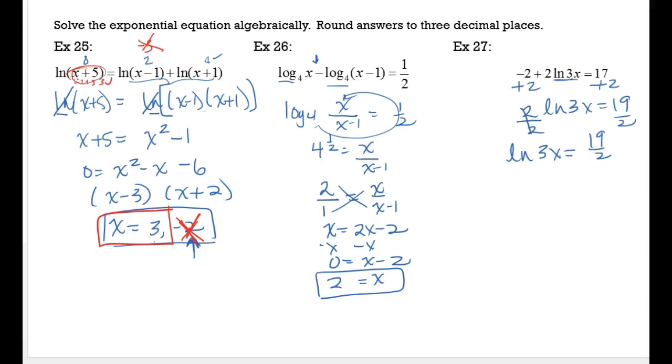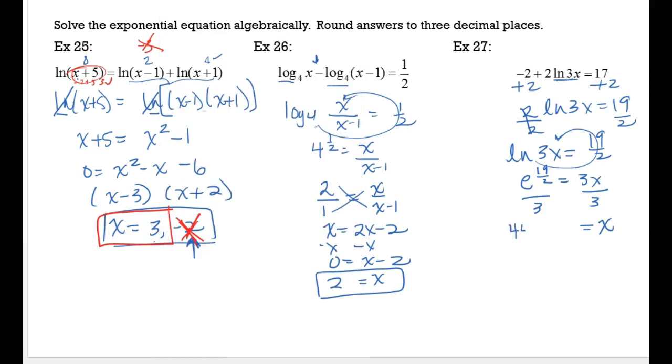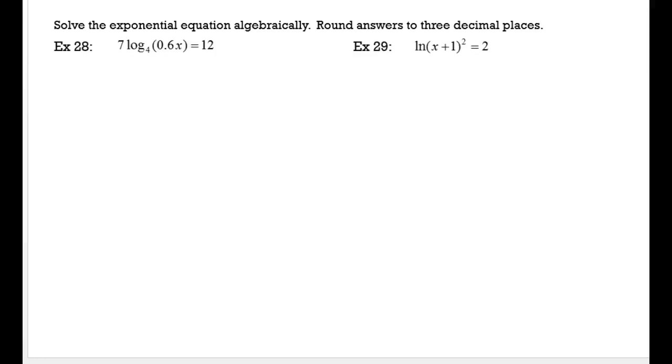Now to get the x out of the logarithm, I need to swirl this. What's my base? It's e. So it's e to the 19 halves equals 3x. All right, so now I'm going to divide both sides by 3. And I can plug this into my calculator. E to the 19 halves. It's crazy, but it works. So let's see. E to the 19 halves divided by 3. Big old number, 4453.243.